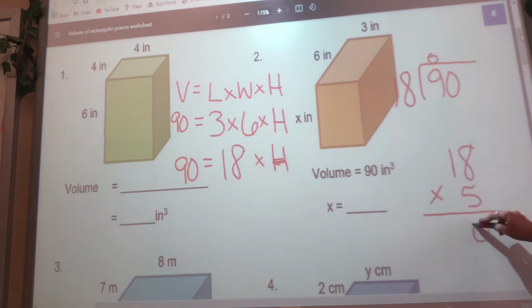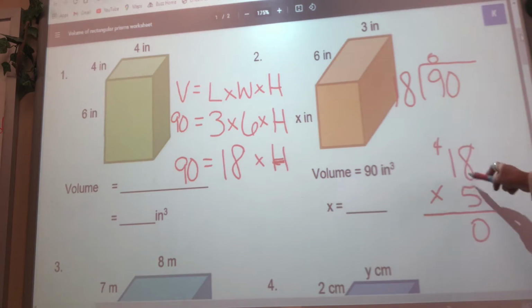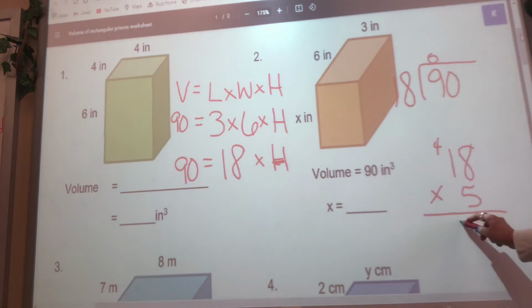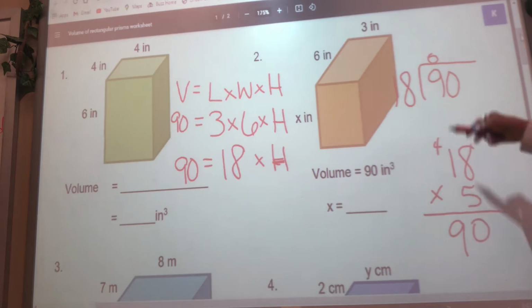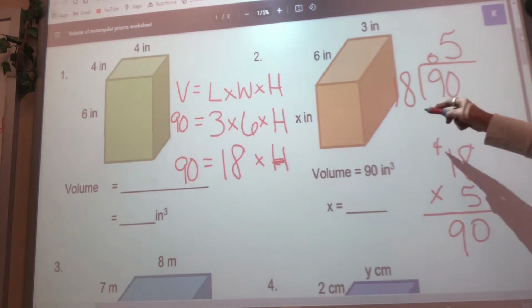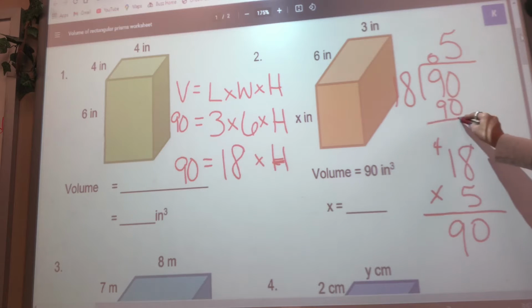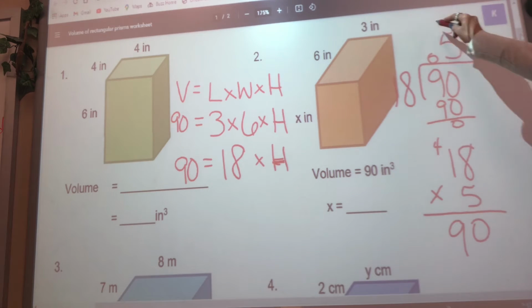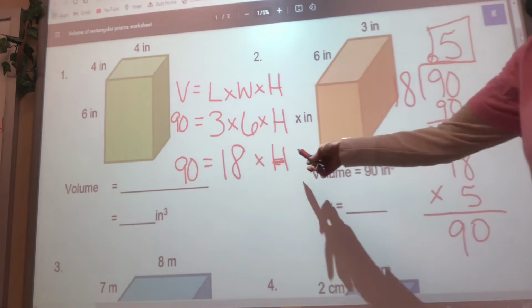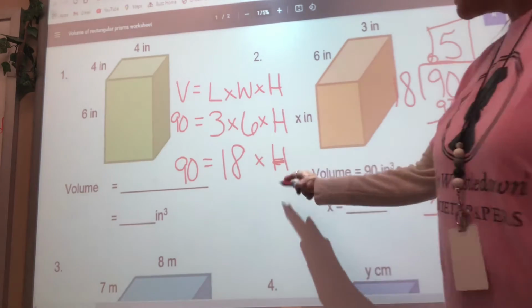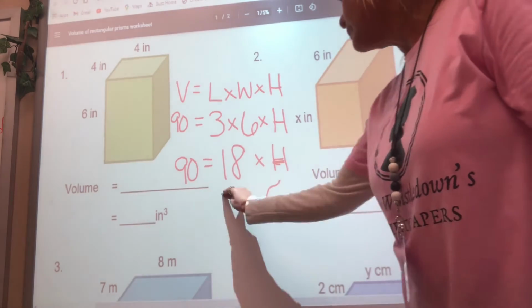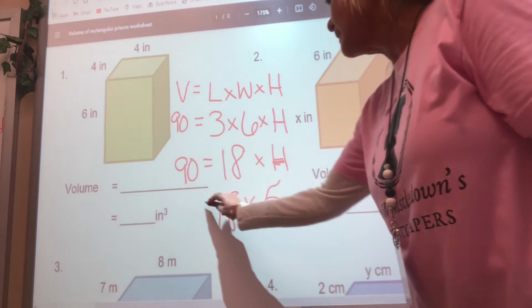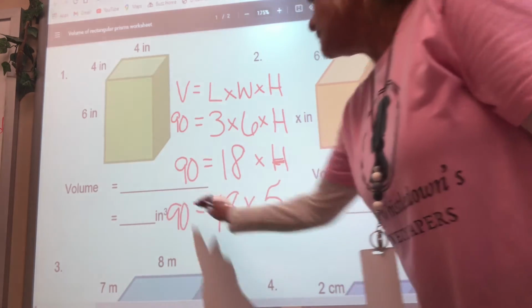5 times 8 is 40, carry the 4. 5 times 1 is 5, plus the 4 that we carried is 9. And that's exactly what we needed. So now we know that this is 90. If we subtract, we get 0. So this is my height. X is equal to 5, because 18 times 5 would give me 90.